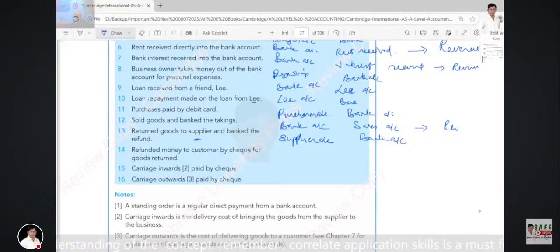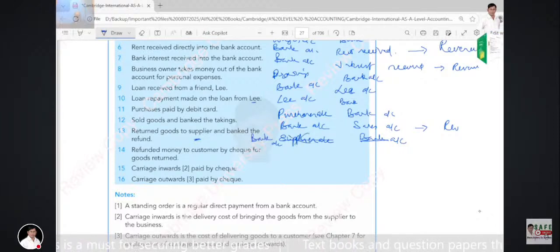So what do we have to do? We have to receive. We are receiving, so the bank account will be debited. And we are returning goods to suppliers. We have returned goods to suppliers. So it is called purchase returns. It is called purchase returns. Correct? It is purchase returns, not supplier returns.